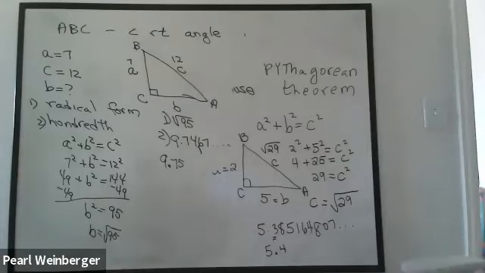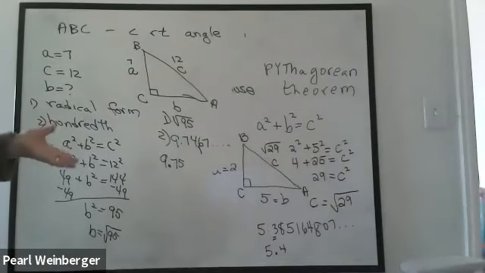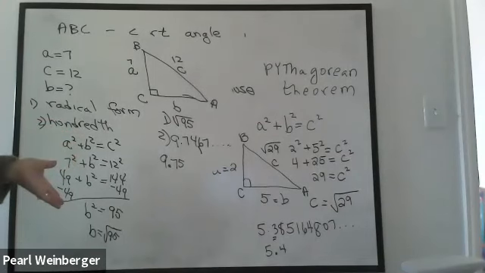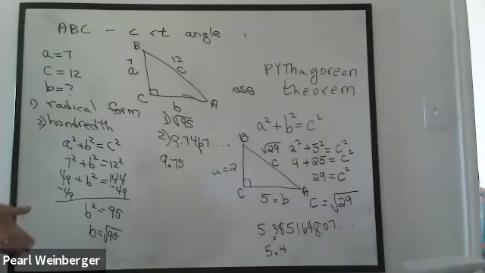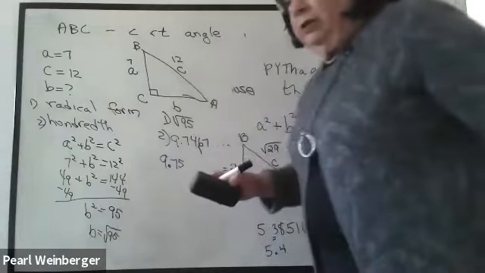So what this has shown us is that I only need to know 2 sides of my right triangle, and it doesn't matter which 2 sides I know, I'll be able to figure out the third side using this Pythagorean theorem. Okay, so now we can go on to actually trigonometry.